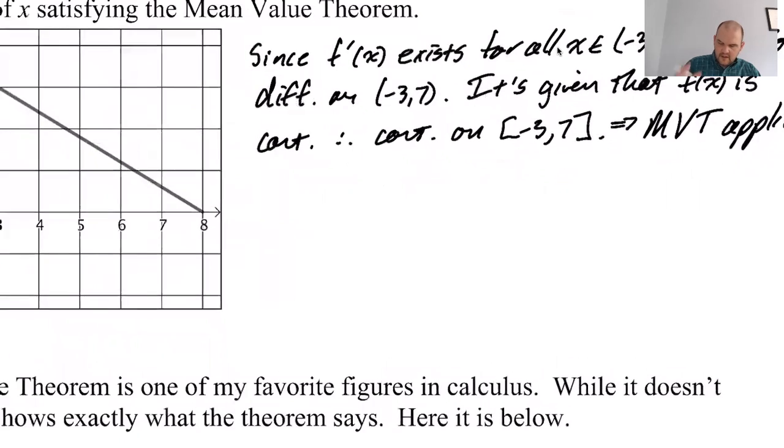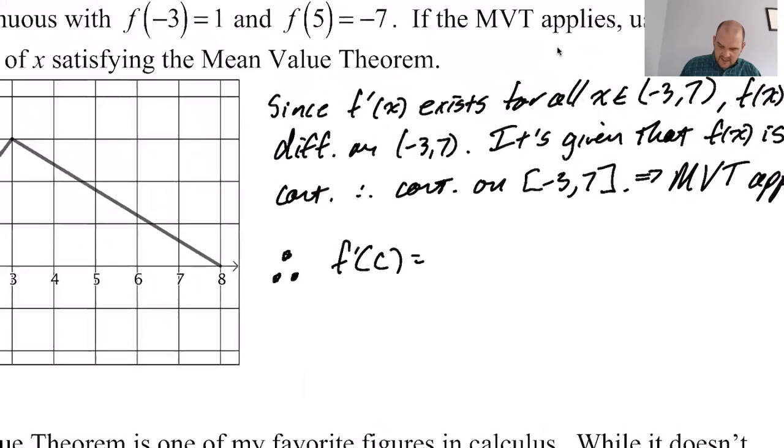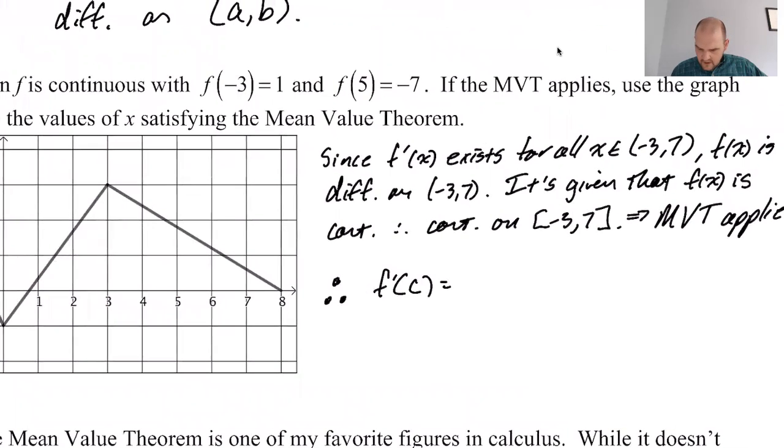Okay, so therefore f prime of c... oh, that's not a c at all. What is that? F prime of c equals f of b minus f of a. I'm doing the wrong problem here. I need it to be -3 to 5. The whole argument works, I just have to change all these 7s to 5s.